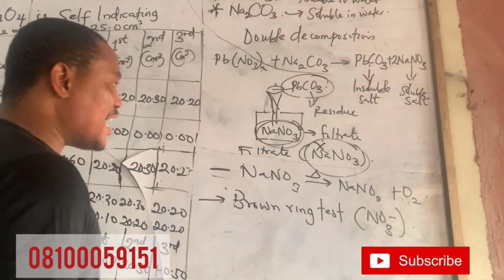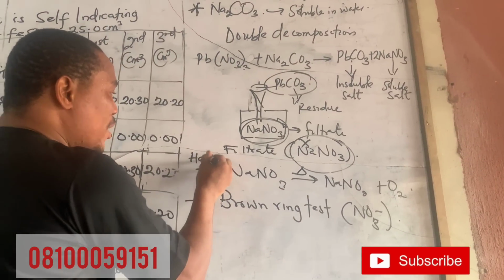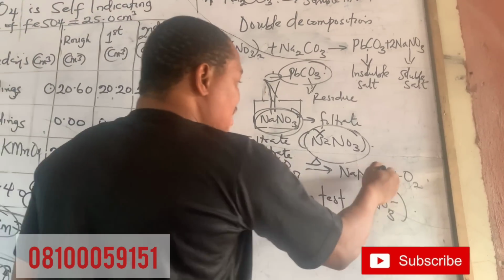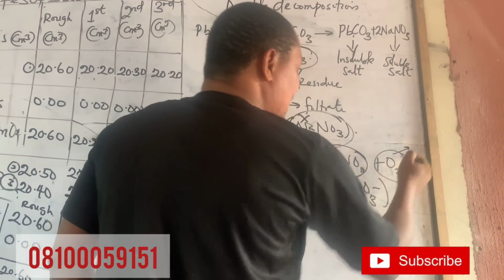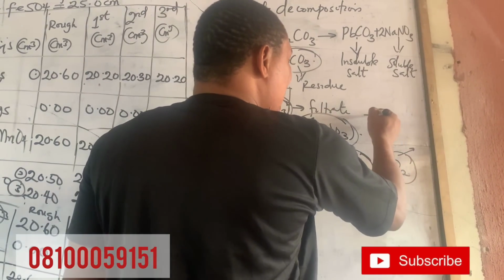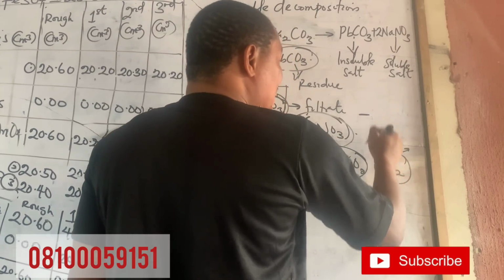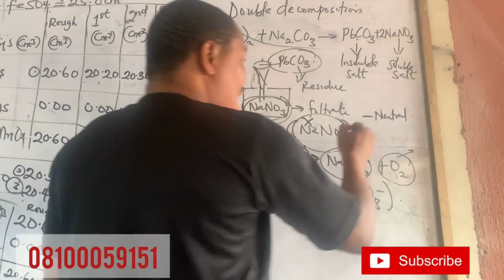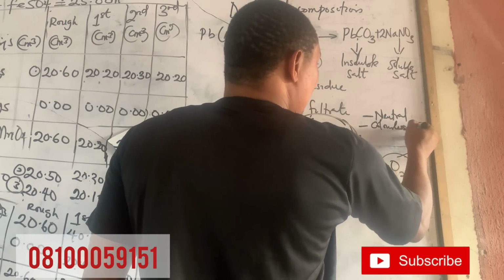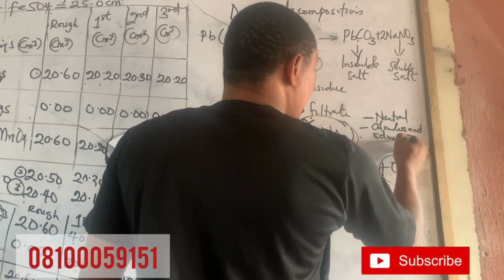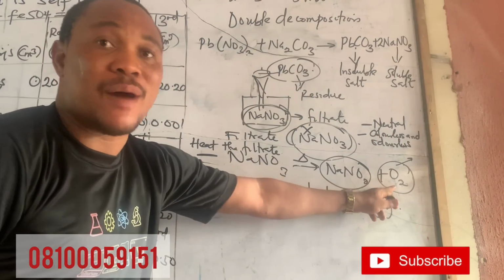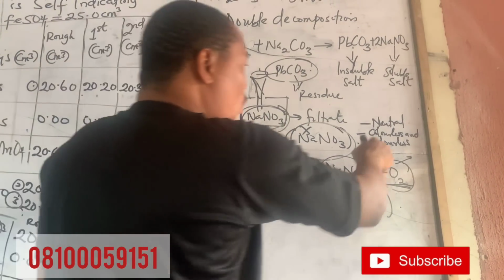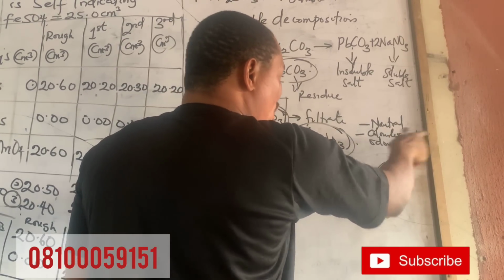talk about this. So very important, if they ask us to heat the filtrate, this will be formed and this gas will be liberated. Can you see? Oxygen gas will be liberated. Number one, if we test it with litmus paper, it is neutral. Another one is that it is a colorless and odorless gas. I'm talking about this. That is, if they ask us to heat the filtrate, I'm expecting this gas to be liberated, which is oxygen gas. So what are the characteristics? Neutral to litmus paper, colorless and odorless.